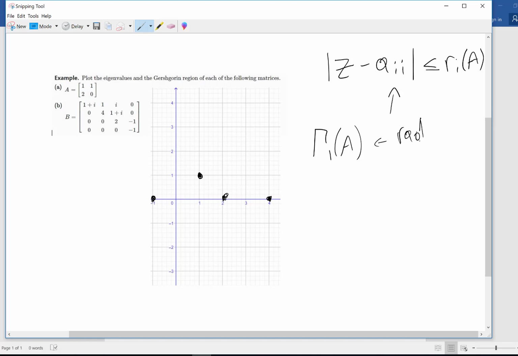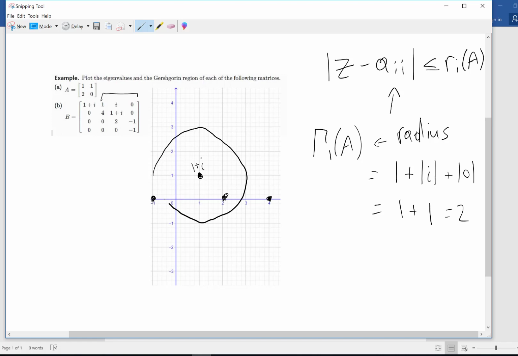And the radius, what we need to do is take the absolute value of the other entries added up. So this radius is going to be 1 plus the absolute value of i. The absolute value of 1 is 1, plus the absolute value of 0, but that's just 0, and that's 1. So the absolute value of i, what's that? Well, that's 1. Why is that? Because remember that absolute value measures how far away something is from 0. And i is 1 away from 0. So I guess the radius here is 1 plus 1, which is 2. So my first Gershgorin disk, centered at 1 plus i, here's 1 plus i, has a radius of 2. And so I can draw it. Looks like this approximately. And that's the first Gershgorin disk.